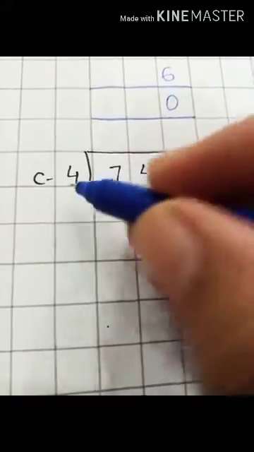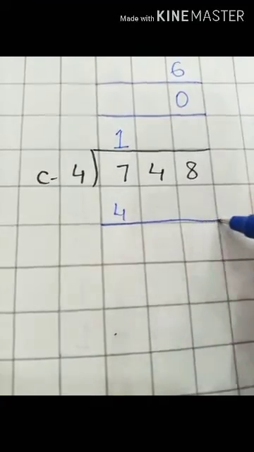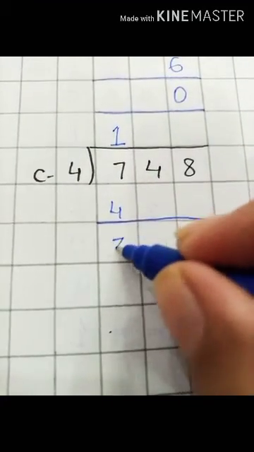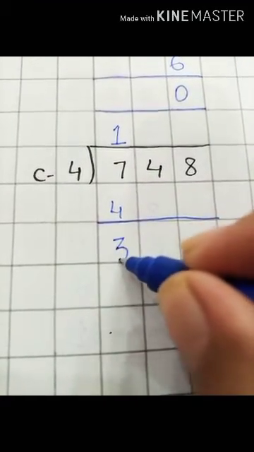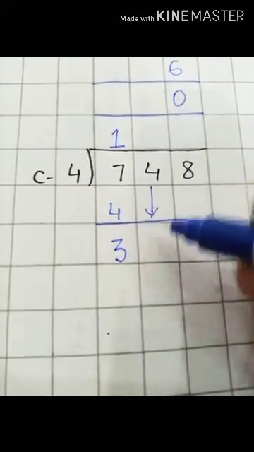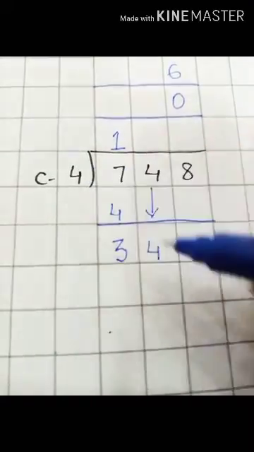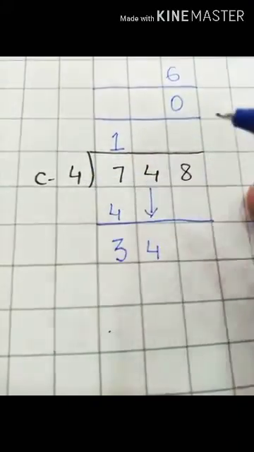So students, here compare the first digits. 7 is greater than our 4. 4 2s are 8. I can't write the 8 here, so I have to write 4 1s are 4 here. Next, students, 7 minus 4 is 3. Here I am writing my answer 3. 3 is smaller than my divisor, so I will have to take this 4 down here, and this will become 34. Now I can divide 34 by my divisor.